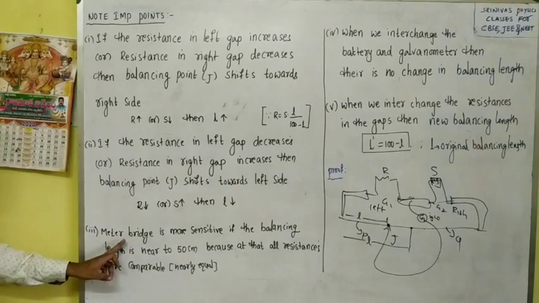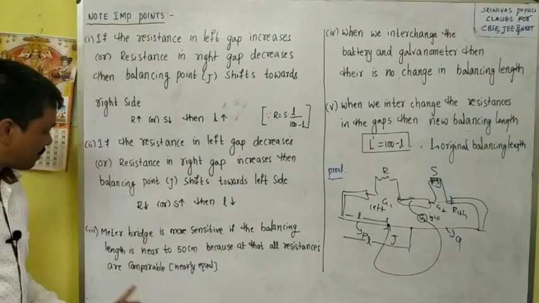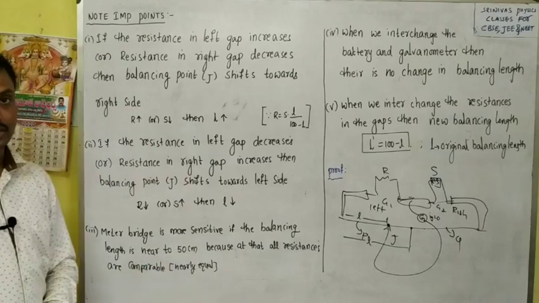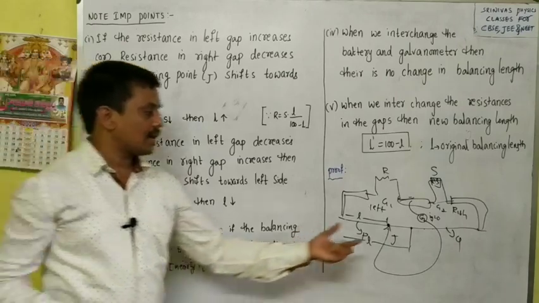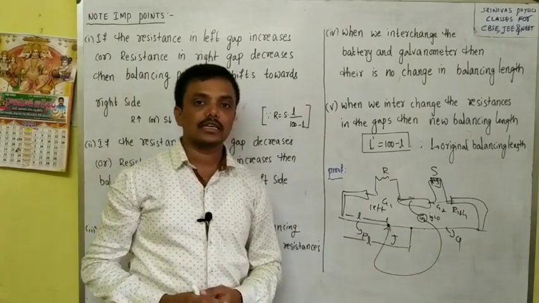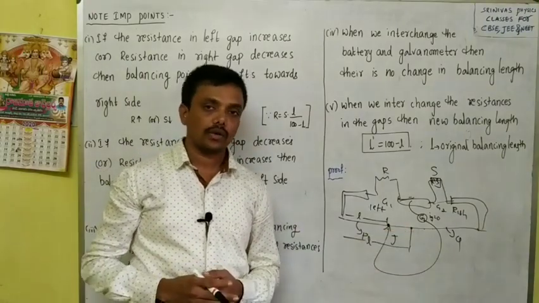And the next, third point, is that the meter bridge is more sensitive if the balancing length is nearly 50 centimeters. The meter bridge is accurate if the balancing length is 50 centimeters. At that moment you will get the accurate value of the unknown resistance.